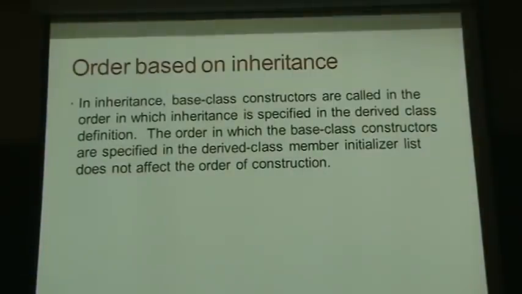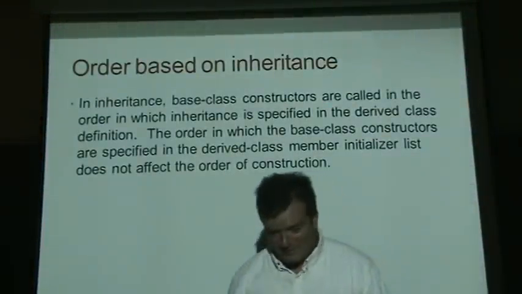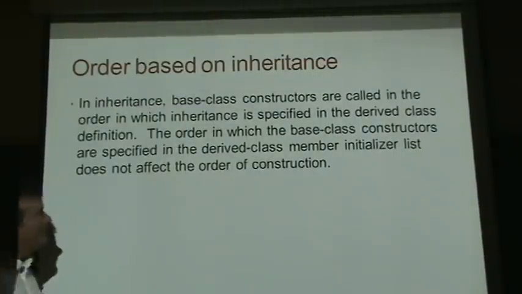Okay, and then as far as inheritance goes, base class constructors are called in the order in which the inheritance is specified. So in that example, when we said we're inheriting from clock, then radio, clock would get constructed before the radio would get constructed. So it's the order in which they're listed. The order in which the base class constructors are specified in the derived class initialization list, again, will not affect the order of construction. Okay, so that was pretty much the topic of inheritance.